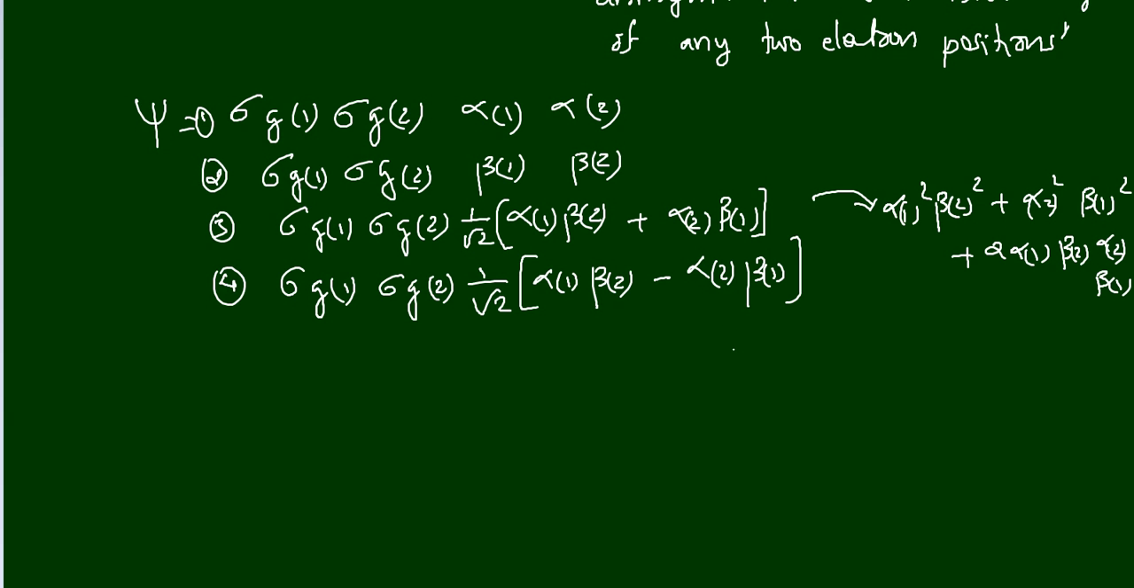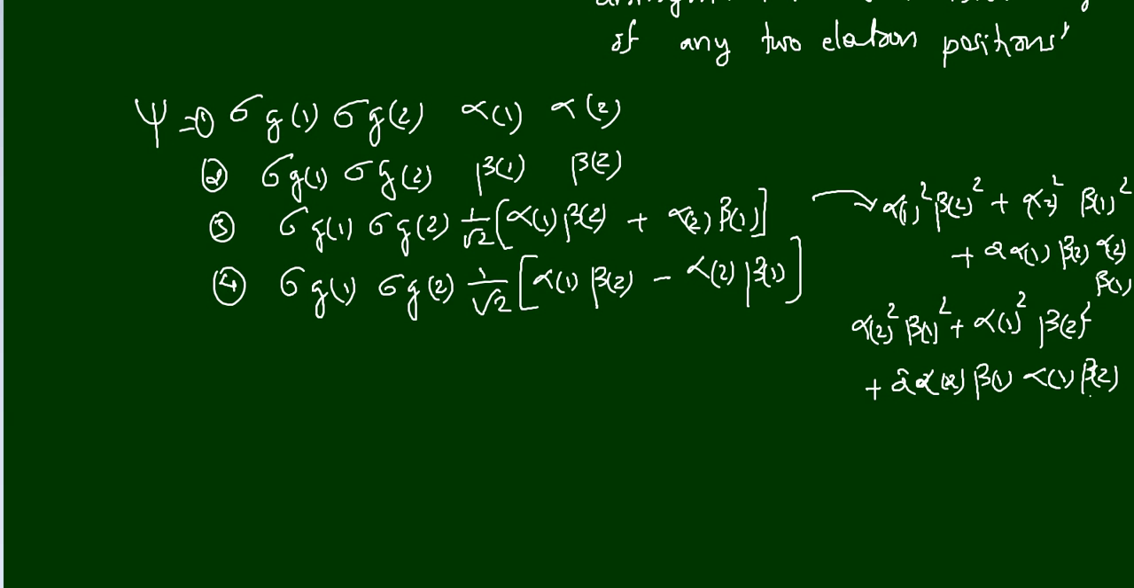Okay, this was the square before exchange, and even if you are exchanging electron 1 and electron 2 between these spin orbitals, then you will get the square like alpha 2 square beta 1 square plus alpha 1 square beta 2 square plus 2 alpha 2 beta 1 alpha 1 beta 2. Okay, so this is the square.